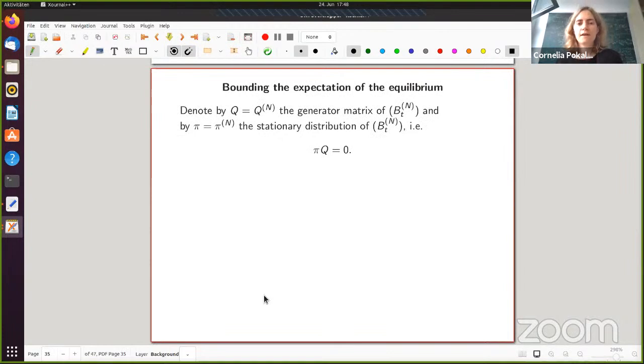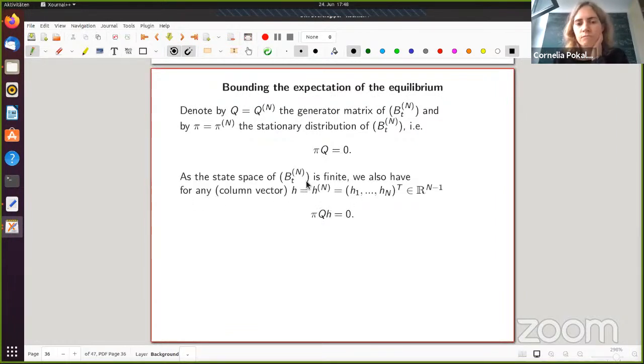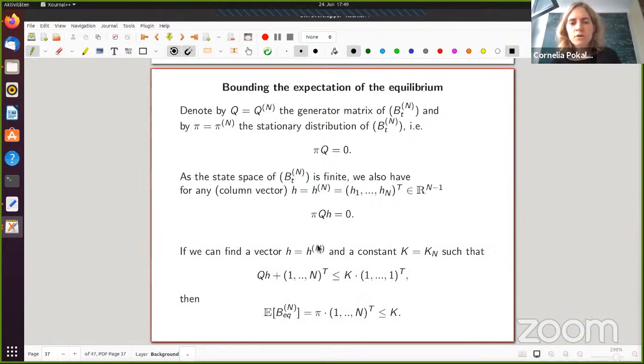Now the proof is different from what we have shown before in the Kingman attraction regime. What we use is in fact a quite simple trick. Let Q be the generator matrix of this backward process, this coalescing branching process, and P the stationary distribution of this process. Then P times Q is equal to 0. Because the state space of this process is finite, we have only a finite matrix. So when we choose any column vector in R^(n-1) and multiply it to this matrix, then it's again 0. It does not change anything.